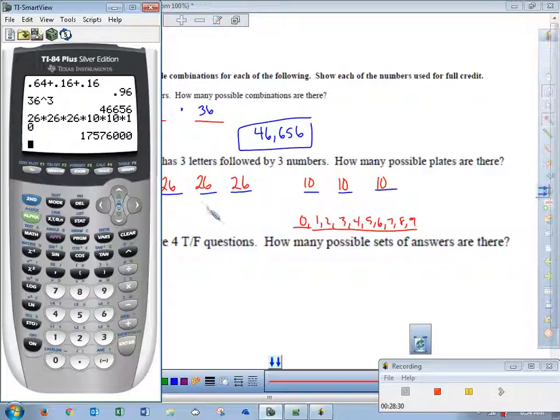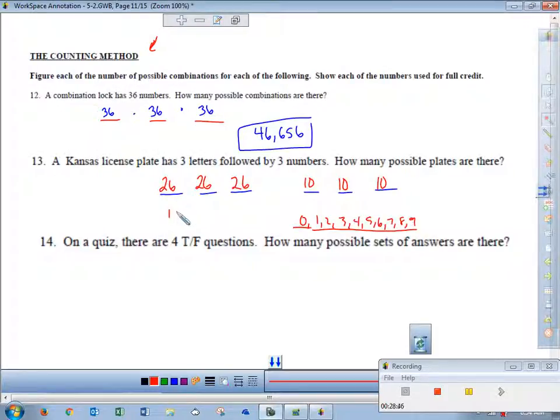Yeah, that's a big old boy. 17,576,000. Go back and put commas. There's over 17 million different combinations for the Kansas license plate.